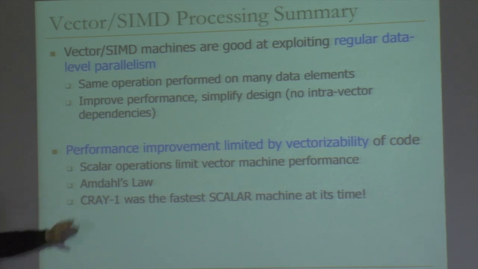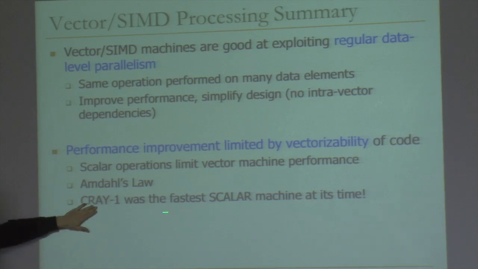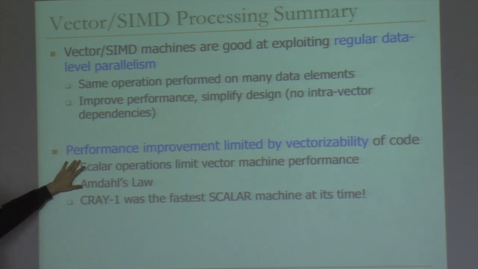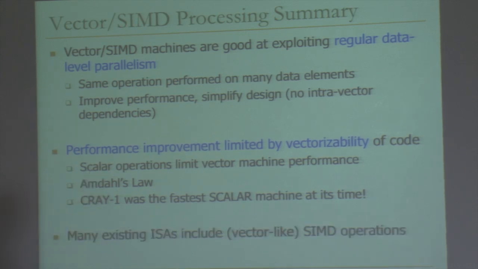Because 99% you can perfectly parallelize, but that 1% ensures that your maximum speedup is only 100, even with an infinite number of functional units. That's exactly the reason Cray I was the fastest scalar machine at its time. This is also called the sequential bottleneck. If you think of vector operations, they're parallel, whereas scalar operations are sequential. So this is the sequential bottleneck.